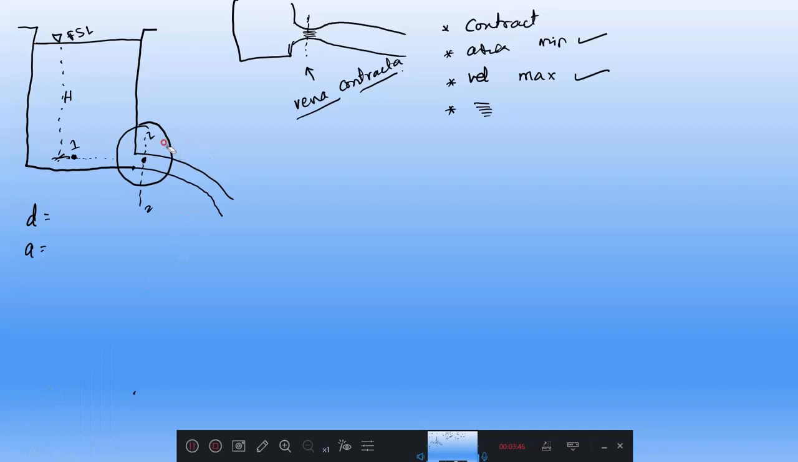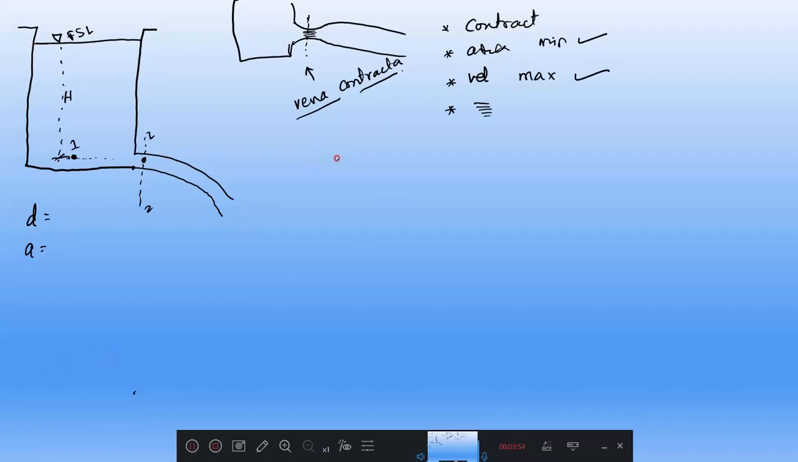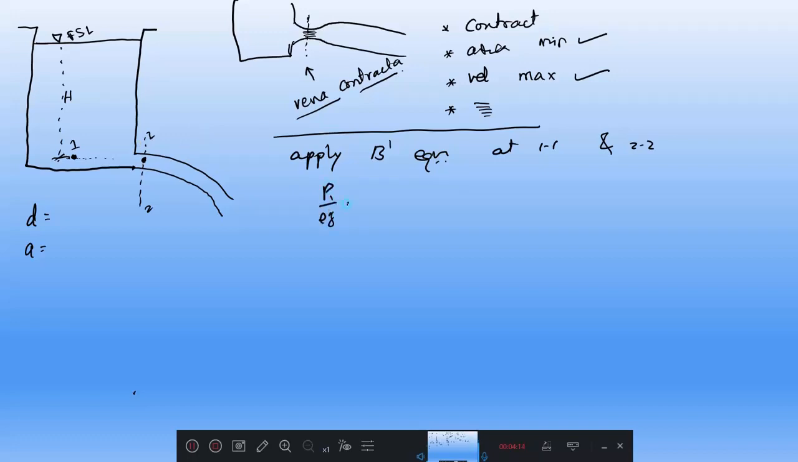What after considering two sections? Usually we apply Bernoulli's equation, at 1-1 and at 2-2. We get P1 by rho g plus V1 square by 2g plus Z1 is equal to P2 by rho g plus V2 square by 2g plus Z2. Points 1 and 2 are at the same datum, in the same horizontal line, so I can say Z1 equals Z2.